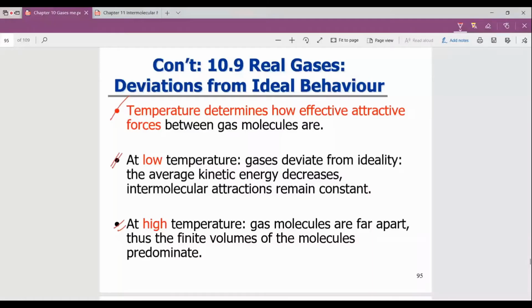When temperature is low, kinetic energy is low, so the potential energy becomes dominant due to the slow movement of the molecules. Then the intermolecular attractions become important, whereas at high temperature the intermolecular attractions are small.